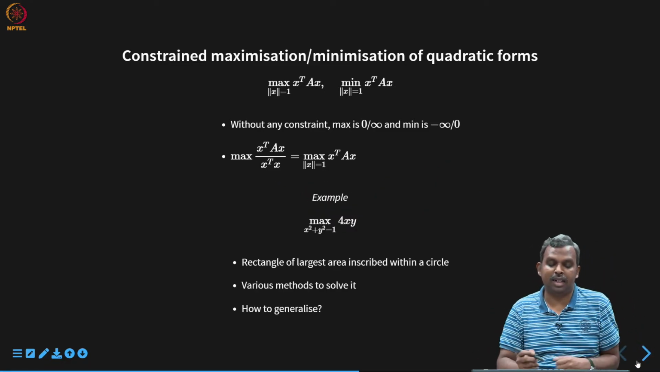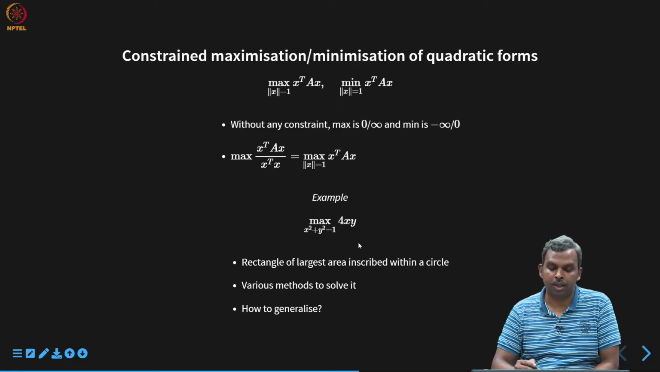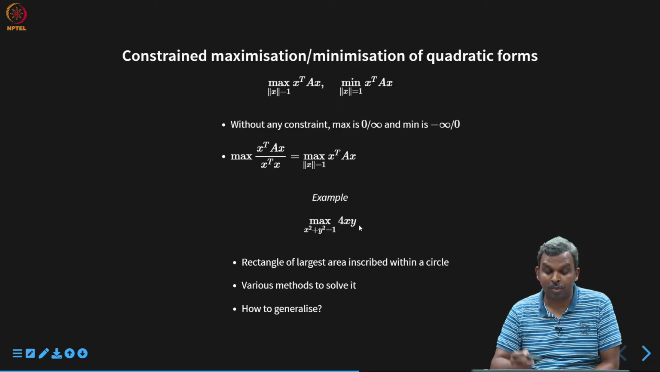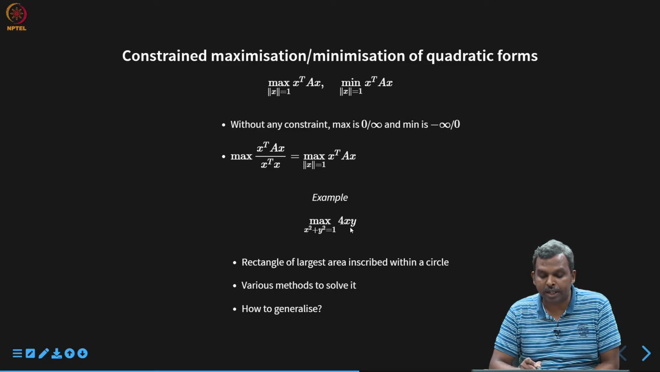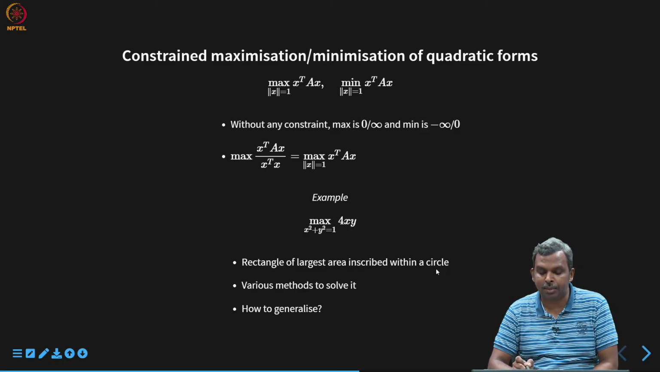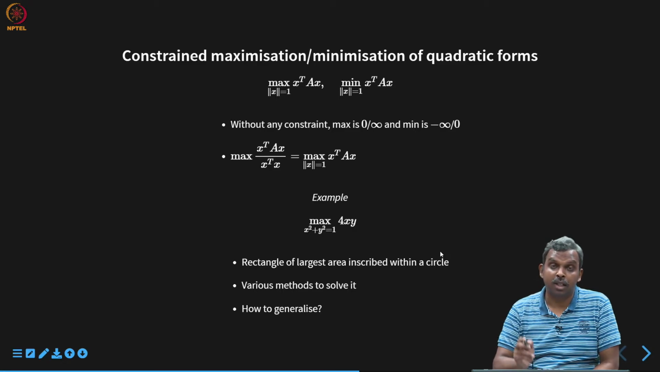Okay, here is a very simple classic example. You might have solved this problem in so many other ways before, or you might be familiar with this. Max of 4xy. 4xy is clearly a quadratic form over x squared plus y squared equals 1. Okay, so this is the constraint that norm of x is 1. What is 4xy? This has a very simple interpretation of being a rectangle of largest area inscribed within a circle. Think about why that is true.